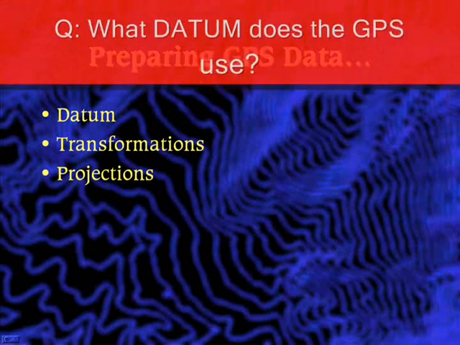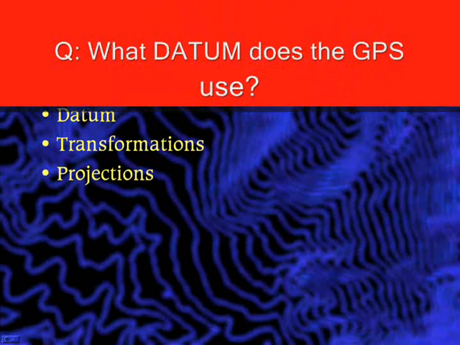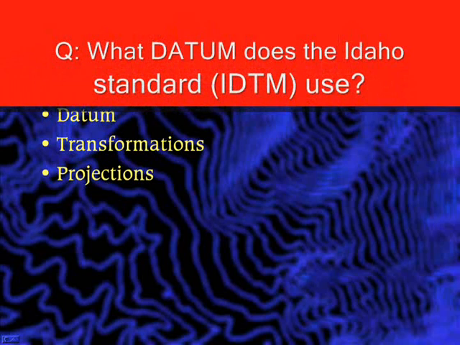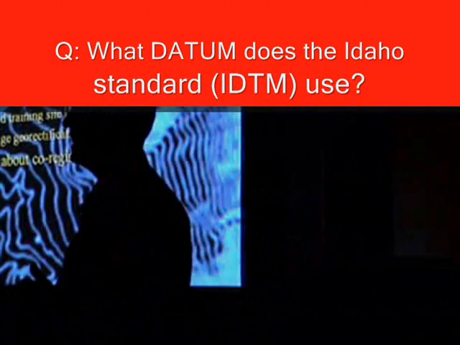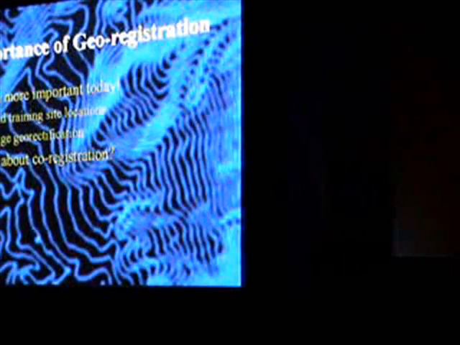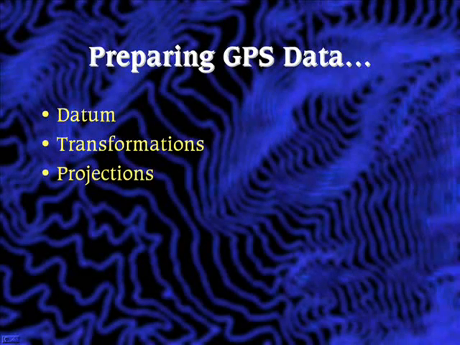What datum is used by the GPS? WGS 84. Okay? What's the state standard geographic reference system for Idaho? Idaho Transverse Mercator, which uses what datum? NAD 83. Those are two different datums.